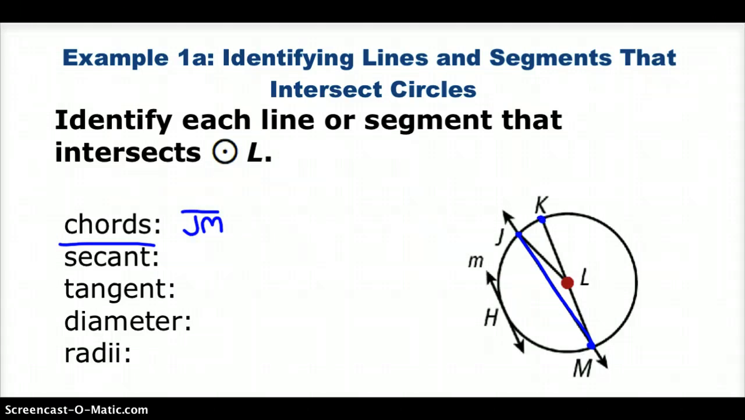This would technically be considered a chord as well. It's a straight line segment that connects 2 points on a circle. So I can also call segment KM a chord.